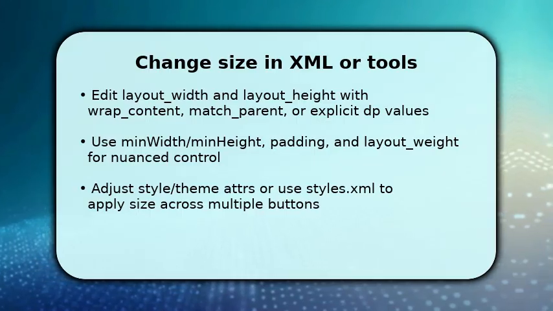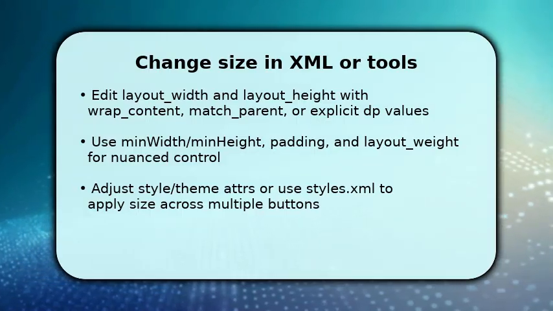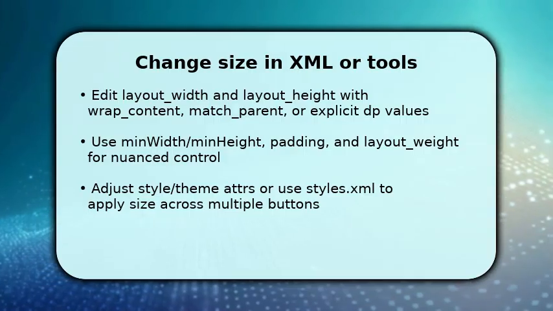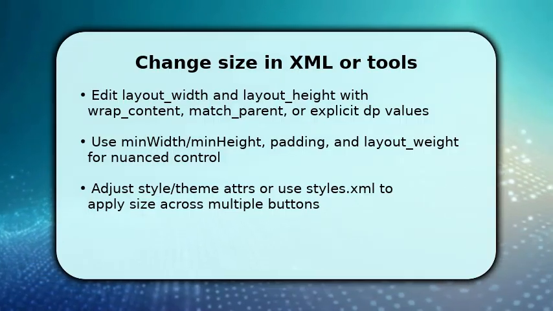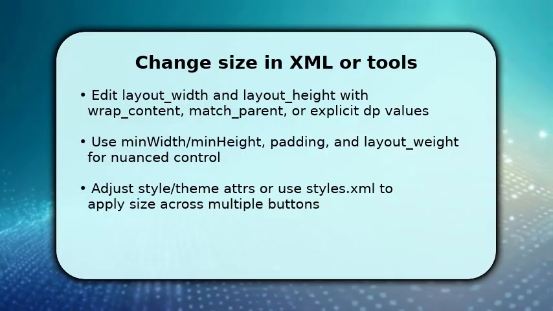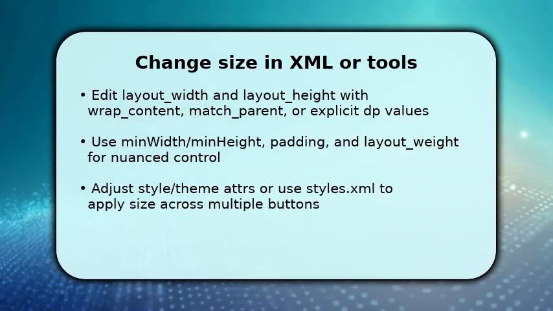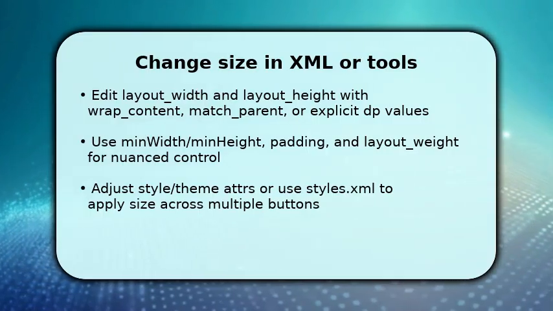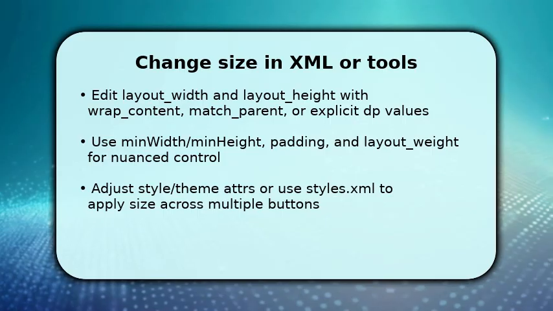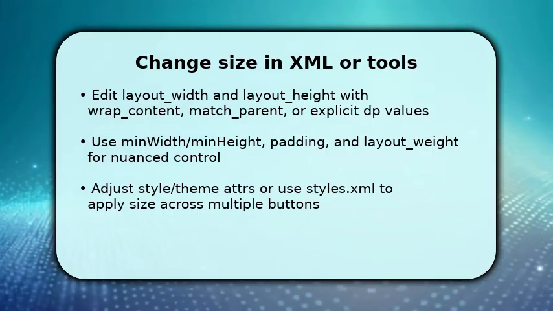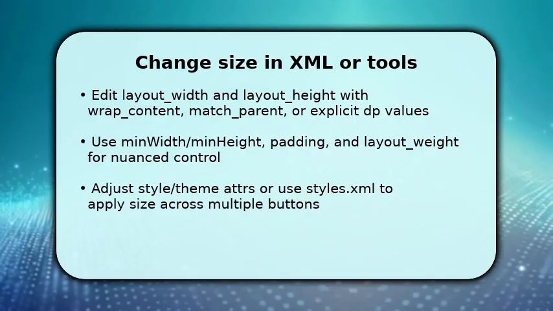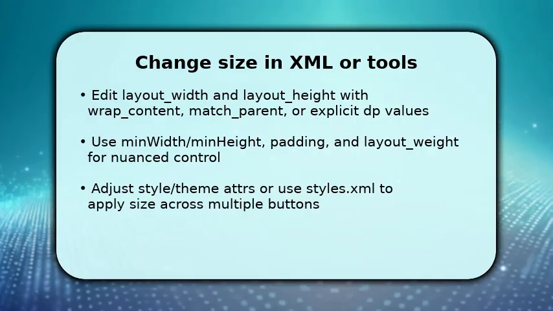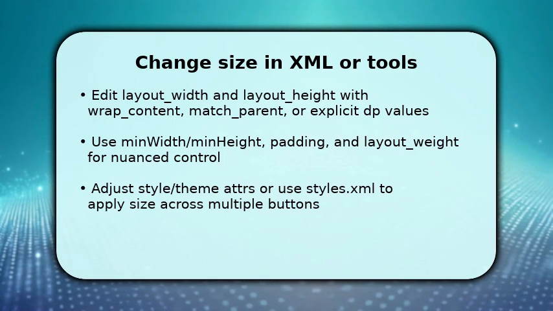padding for intrinsic sizing. Once you change those, consider min width and min height to enforce minimum touch targets. Android recommends 48 dp for accessible tap zones. If the button sits in a linear layout, layout weight can allocate space proportionally. You can also edit or extend a style in styles.xml, so multiple buttons inherit the same sizing rules.